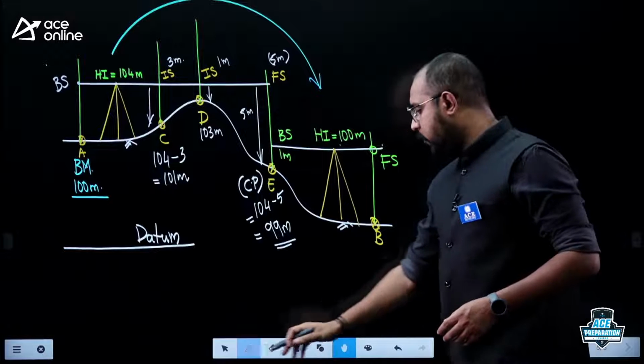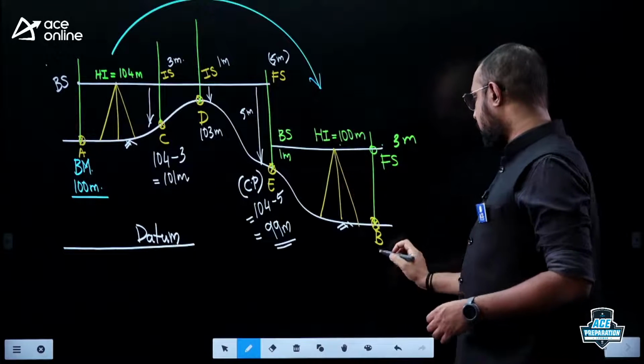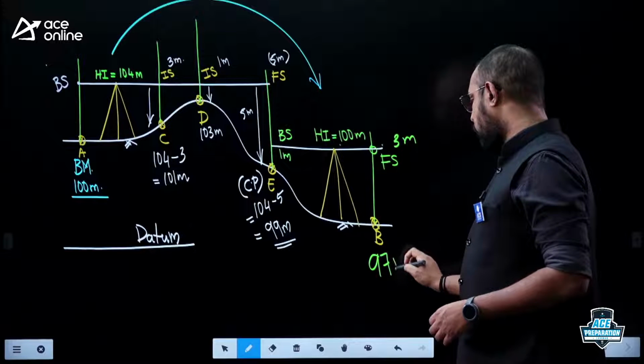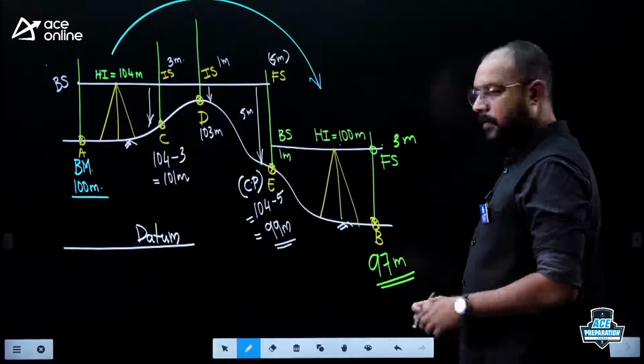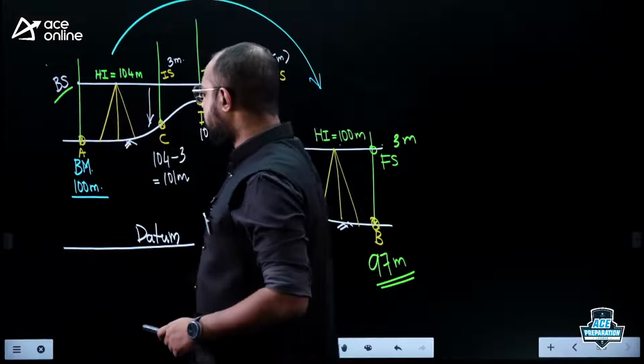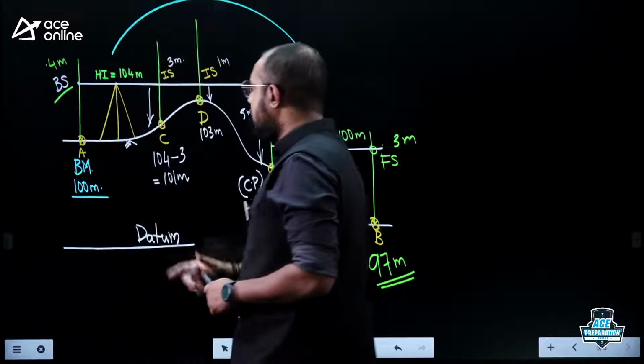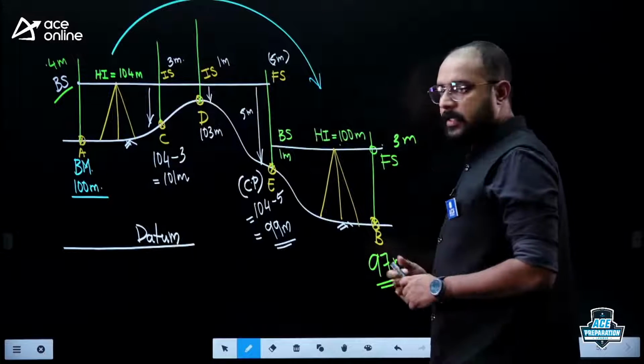So if I say that the foresight reading is something like 3 meter, what is the reduced level? From 100 I come down by 3, the reduced level of this point becomes equal to 97 meter. So you see, the first reading taken is always a backside. I'll record it as 4 meter. The last reading taken is always a foresight.